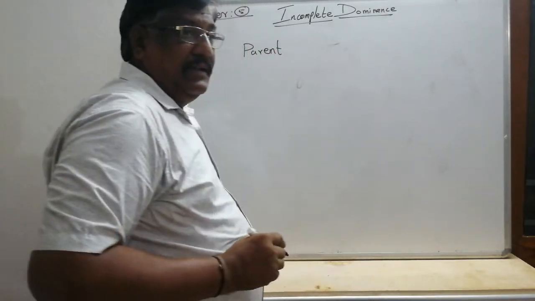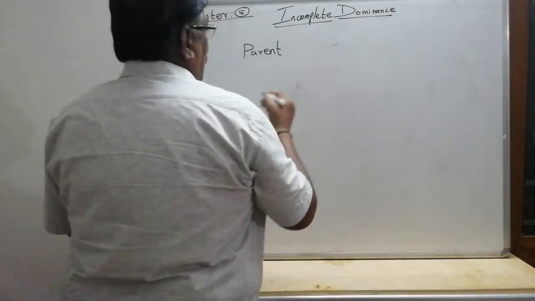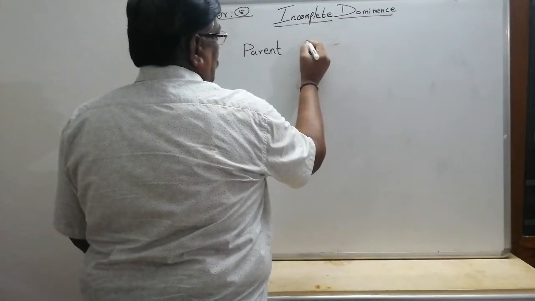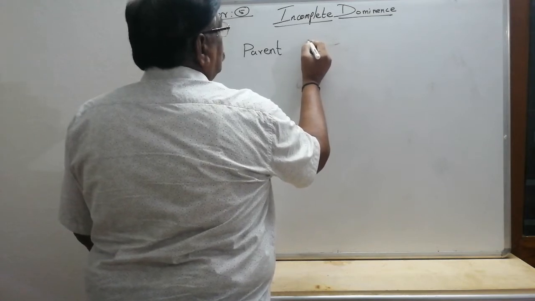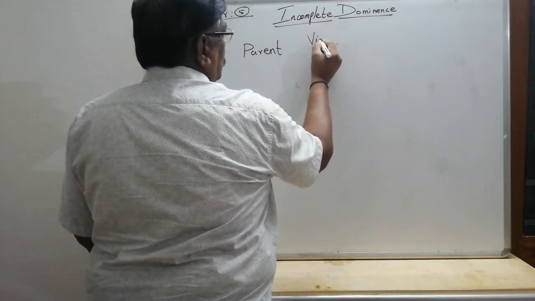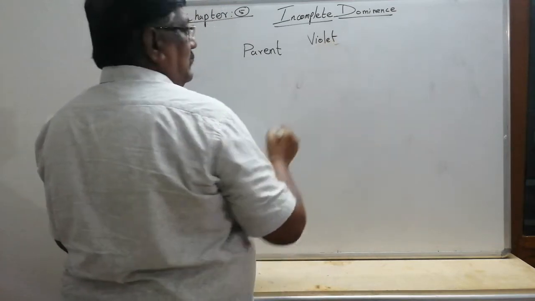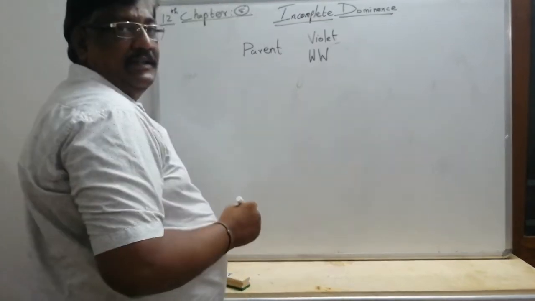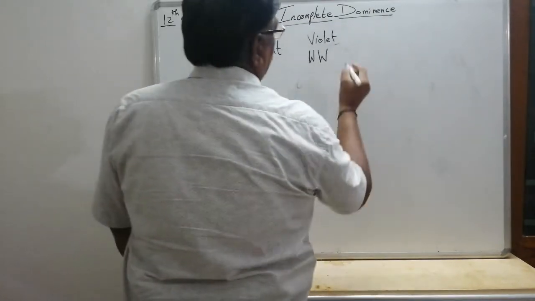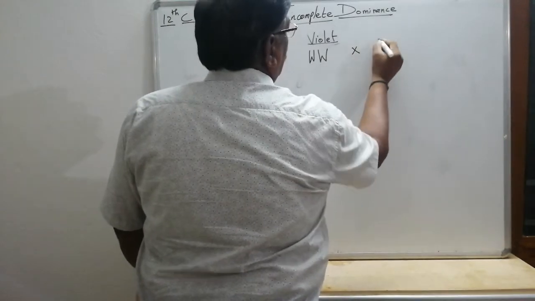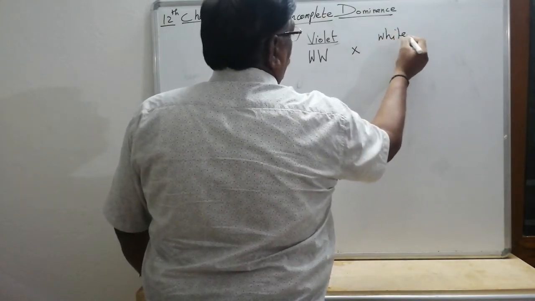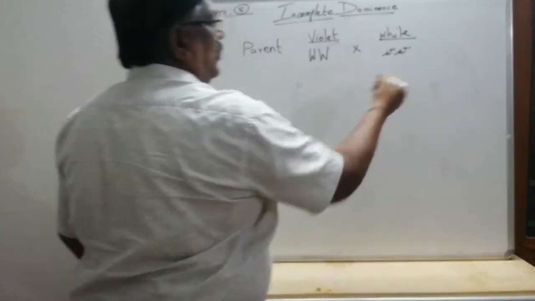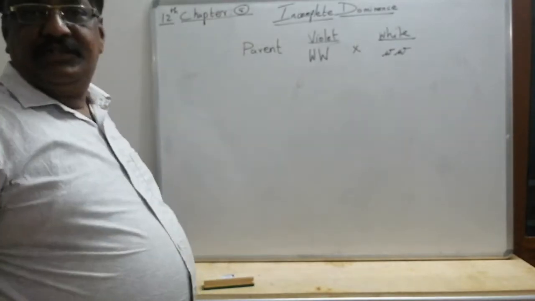It's called the evening flower, a common name. He has taken one character, that is the violet color of the flower. But he has used the letter W. Violet, he has taken W. So violet flower crossed with white flower. Right. So how to write? Small letters for this. The parent is fixed now.